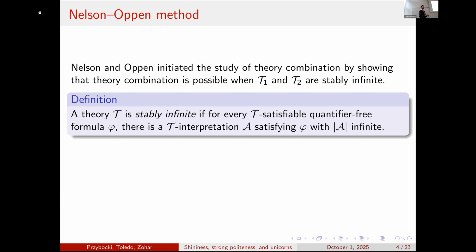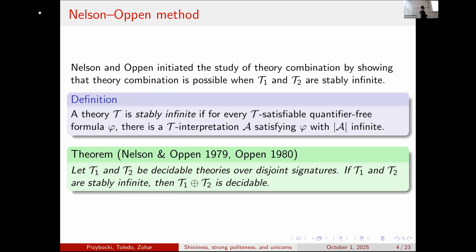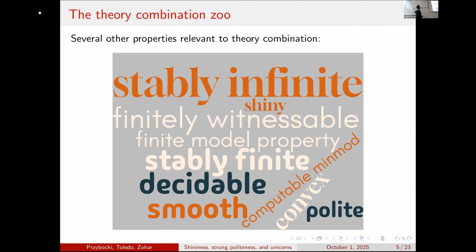In other words, you can think of this as saying that without loss of generality, we're allowed to work over only infinite models, because that's an essential assumption used in the result. What they showed is that if we have decidable theories with disjoint signatures that are both stably infinite, then their combination is decidable. And it's important here that we're imposing a requirement on both theories. That's just some background.